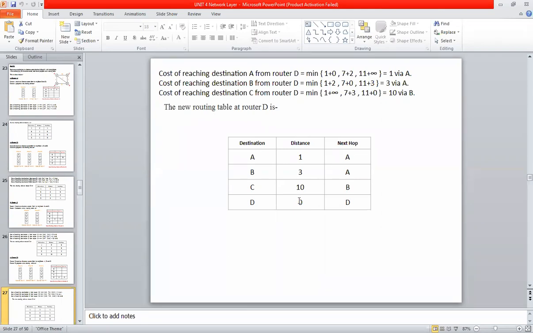Got it? I hope you understood. Try another example for the distance vector routing algorithm. Take another example over here, and you can do it. Try it. Okay. We'll stop today.